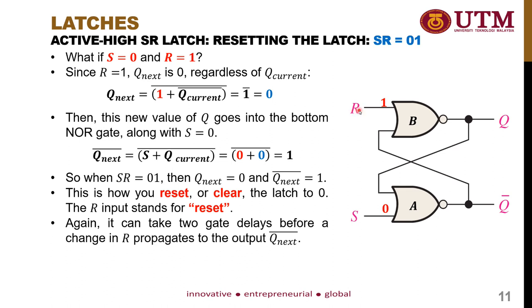Okay, so let's say the current value of Q and Q bar are both equal to 0. And then the value of Q goes through the NOR gate A, and the current value of Q bar will go through the NOR gate B. And then, as usual, we perform the NOR operation. We will get the output from NOR gate B equal to 0, because 1 plus 0 equals 1 and the complement of 1 will become 0, and 0 plus 0 equals 0 and the complement of 0 will become 1. So when this situation is happening, you see that the next value of Q is equal to 0 and the next value of Q bar becomes 1. So it means that the latch has been reset.